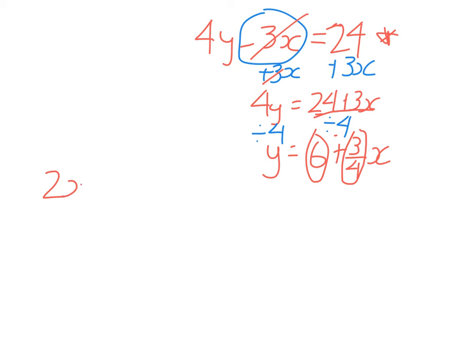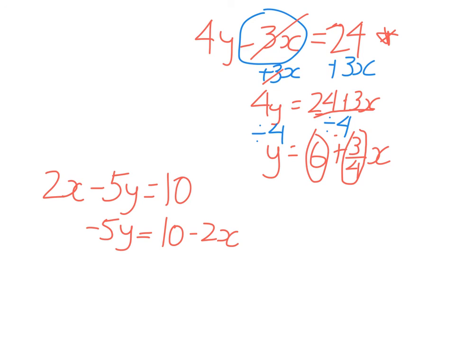If I have something like 2x minus 5y equals, let's say, 10. Please don't fall into the trap of saying, okay, the number in front of x is 2, so the gradient is 2. Well, that's not right at all. It's got to be in the form y equals something, so we have to rearrange it. This time, I would subtract 2x. Now, y is negative. I want it to be a positive y, so I need to divide by negative 5, not positive 5. So 10 divided by negative 5 gives me negative 2, and negative 2 divided by negative 5, I get a positive.